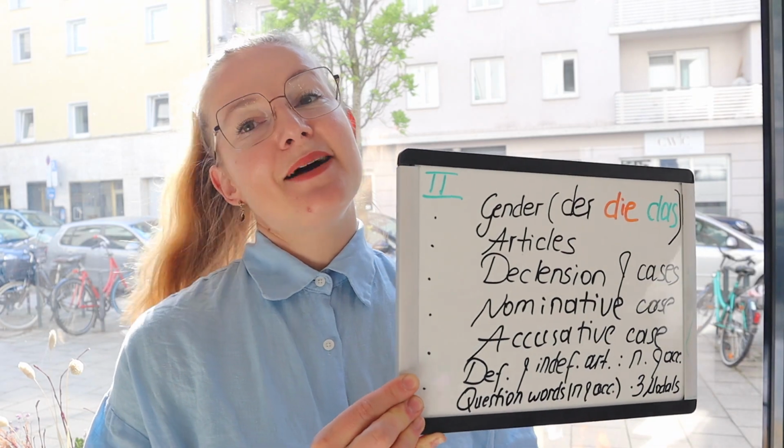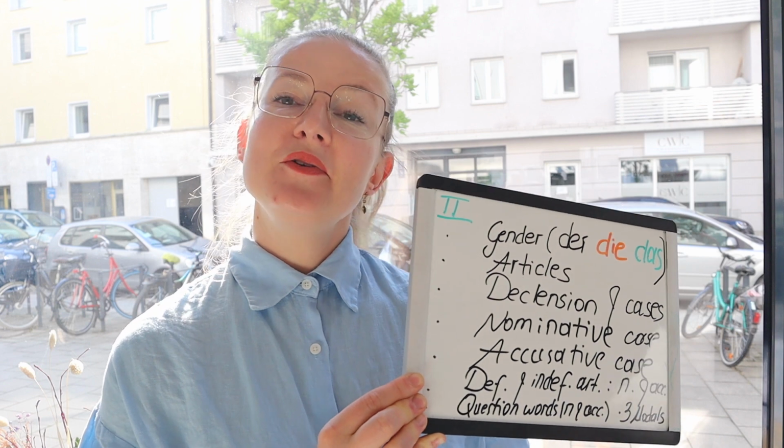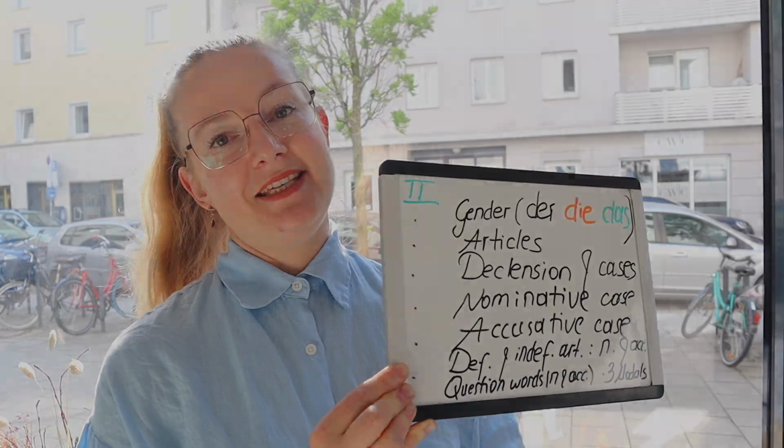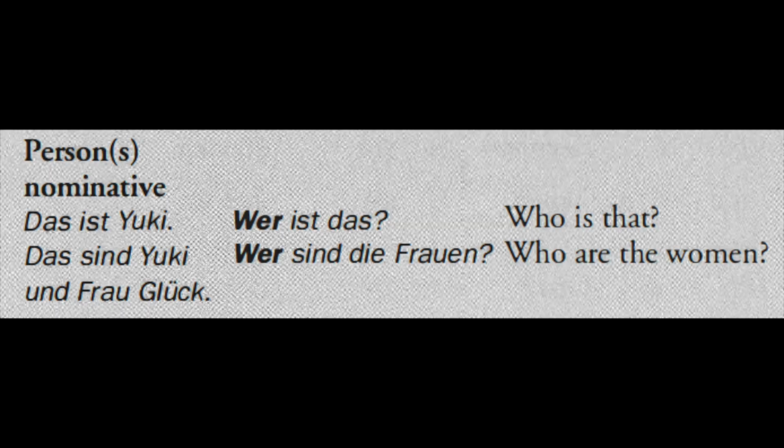Next up are some question words for both persons and things in the nominative and in the accusative case. So, if I'd like to know who somebody is, I ask, wer ist das? Das ist Yuki. Wer sind die Frauen? Das sind Yuki und Frau Glück. Right? Wer always goes with persons.